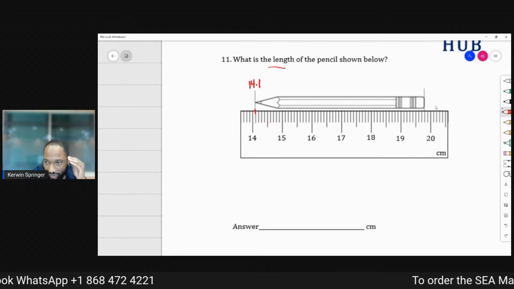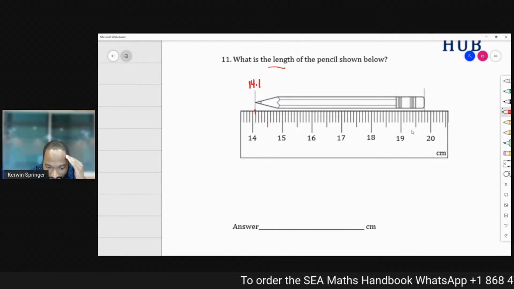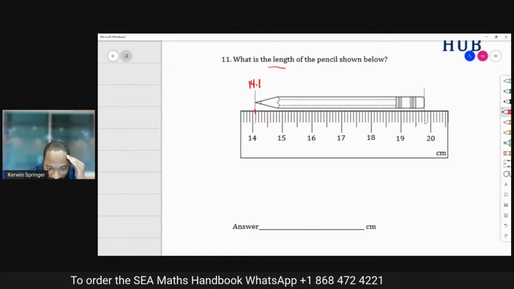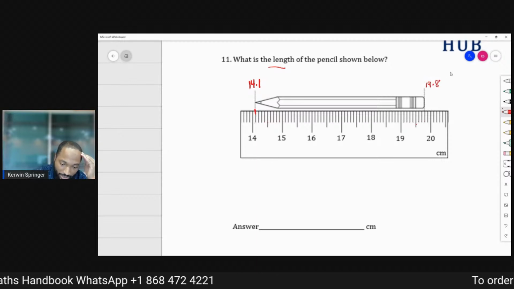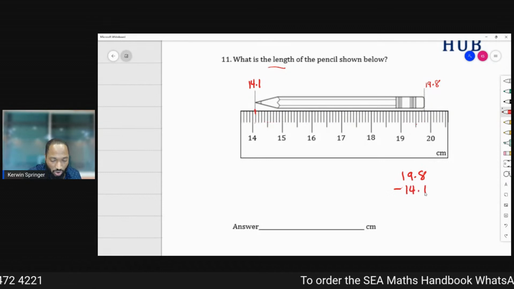Very good, Kerwin. Sometimes you have to support yourself, use the ones there for yourself. 19.1, 2, 3, 4, 5, 6, 7, 8. 19.8. What a good job you are doing, Kerwin. Keep it up. So 19.8 minus 14.1.